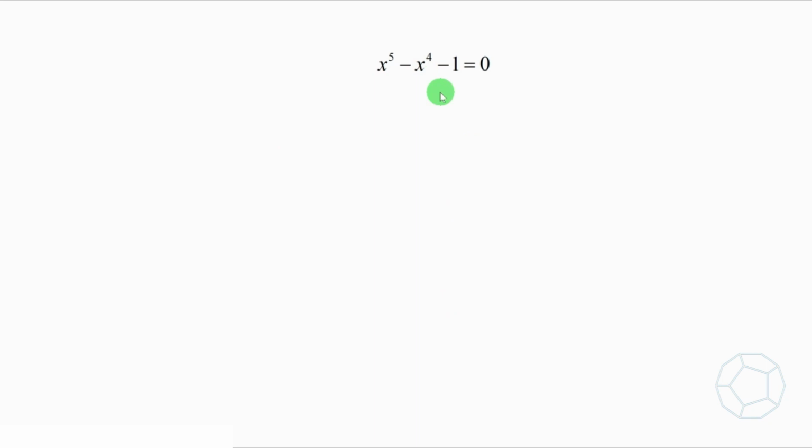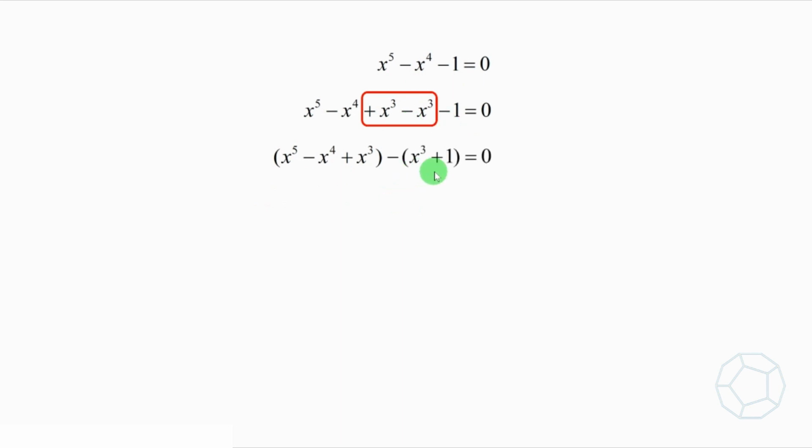First of all, there are some missing terms in the polynomial. Let's add x cubed and subtract x cubed at the same time. Now, we can group the first three terms together. For the last two terms, take out the negative sign, so it is negative bracket x cubed plus 1.